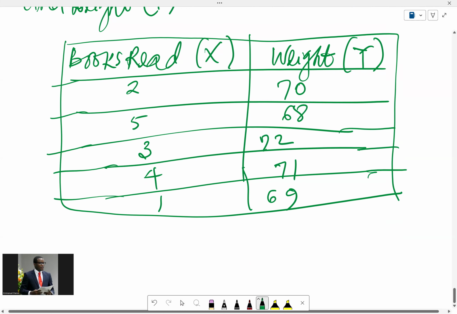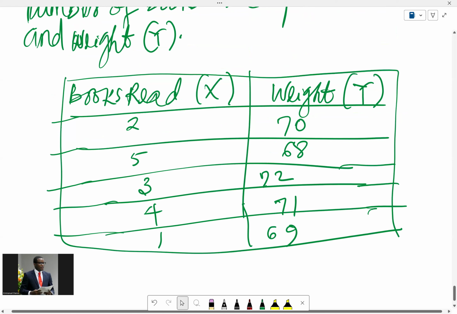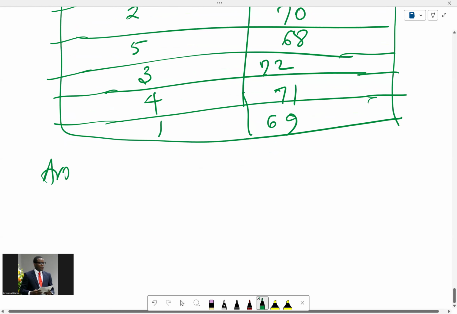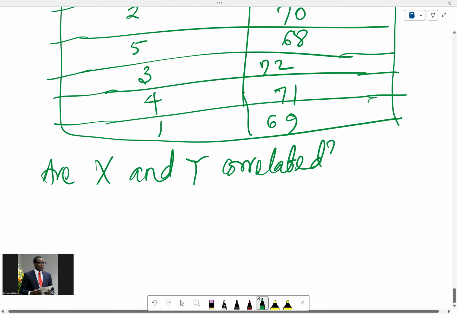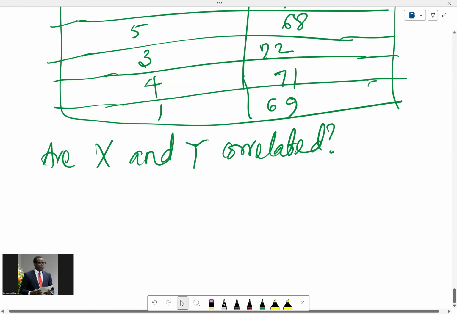So the question is, are X and Y correlated? That's a question again. Like I said, I'm not going to go through the steps again. Just use the formula and get everything. So here you're going to see that R is undefined because you're going to find a square root of a negative number. So it's undefined.